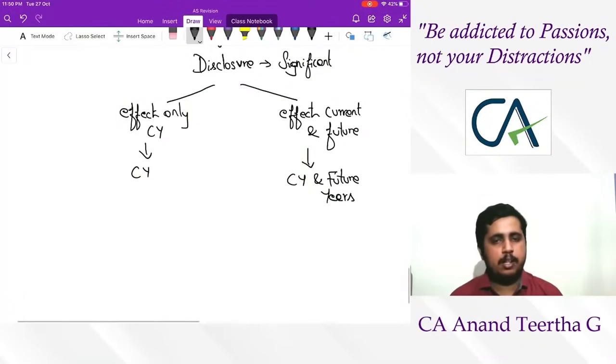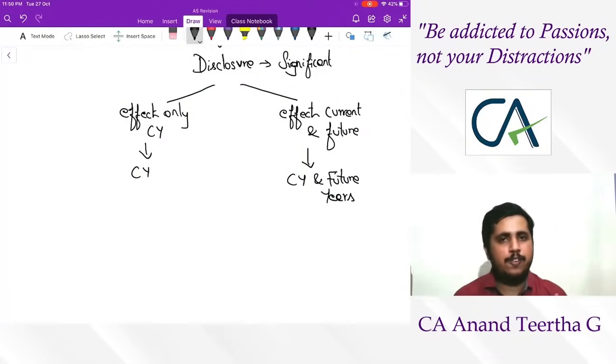Now, for example, bad debts. So 5,000 bad debts has turned 50,000. It's an only change in estimate applicable to the current year. Disclose it in the current year. Useful life getting changed. If useful life gets changed, depreciation gets changed. Depreciation is a yearly segment. Therefore, it applies for current as well as future years.